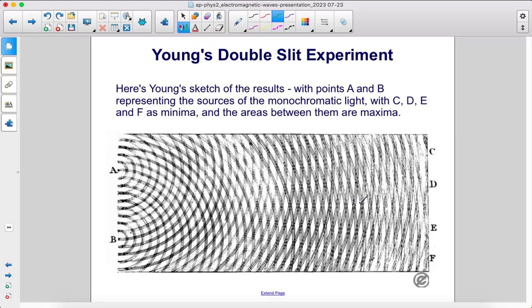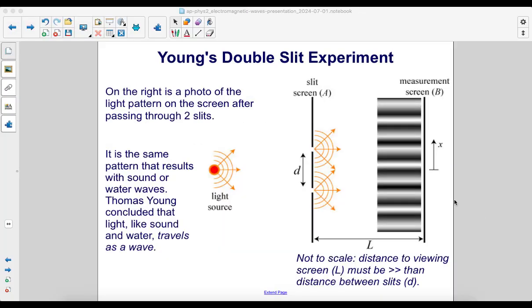Here's Young's sketch of the results, with points A and B representing the sources of the monochromatic light, and with C, D, E, and F as minima, and the areas between them as maxima. So minima are the points where there's destructive interference, and maxima is where there's constructive interference. On the right is a photo of the light pattern on the screen after passing through two slits. It's the same pattern that results with sound or water waves. Thomas Young concluded that light, like sound and water, travels as a wave.